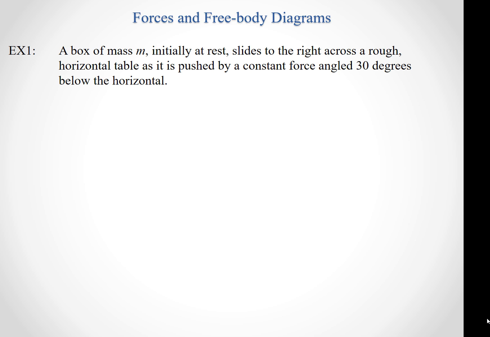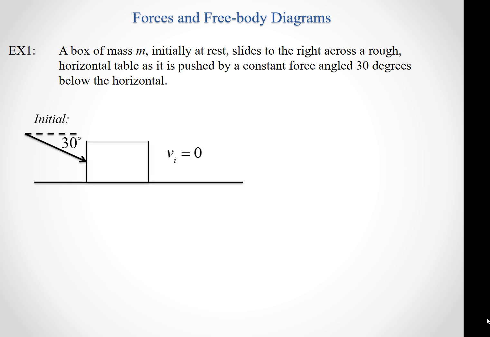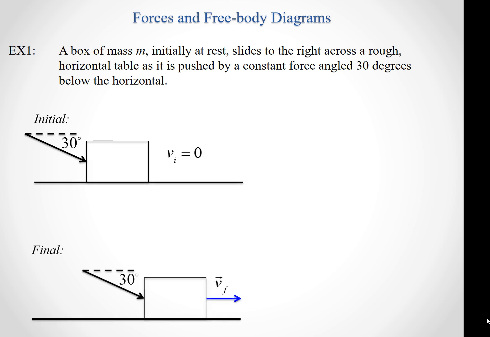For the first example, I've got a box of mass M initially at rest as it slides to the right across a rough horizontal table as it is pushed by a force angled 30 degrees below the horizontal. Because we will spend so much of the time in this course focused on how systems evolve, I'm going to go ahead and draw two pictures. One for the box as it is initially at rest, and the second for the box as it is moving after I have pushed it a small distance across the table. You will notice that both pictures are very similar. In both cases, I have a force pushing on the box that points in the direction 30 degrees below the horizontal. To draw the free body diagram, let's walk through our series of questions.